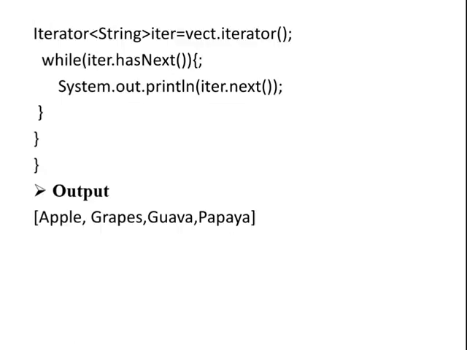The output of this program consists of the list of fruit names, that is apple, grapes, guava, papaya. This is the output of vector. This is all about the array list and vector, that is the difference between the array list and vector. Thank you.